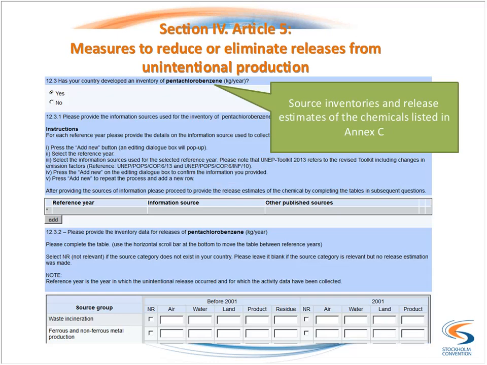Now, one area in which a significant reporting requirement has been included for new POPs is in Section 4, and that's for reporting on measures to reduce or eliminate releases from unintentional production. So in this case, this refers to source inventories and release estimates for chemicals listed in Annex C. What you see on the screen is the reporting format for the inventory of pentachlorobenzene, which is one of the newly listed POPs added to the Convention in 2009.